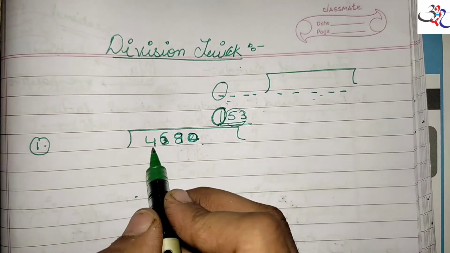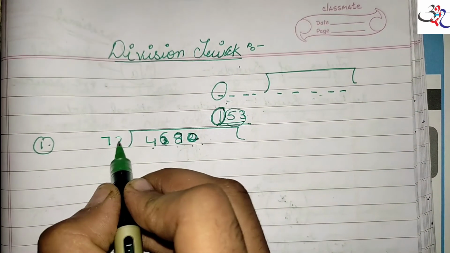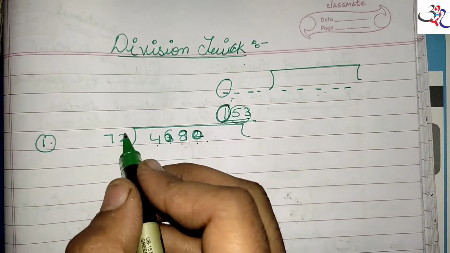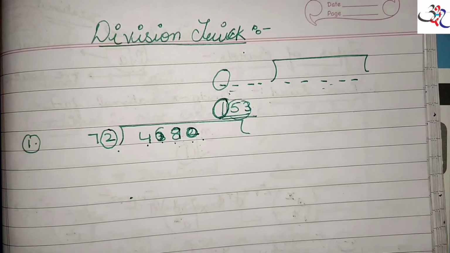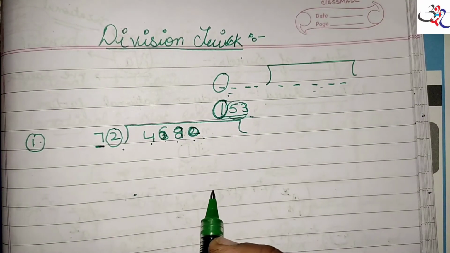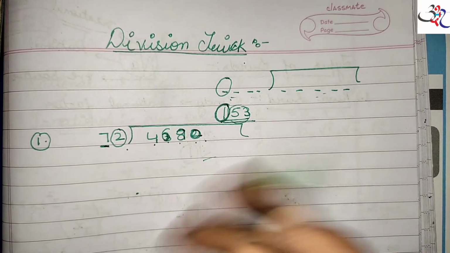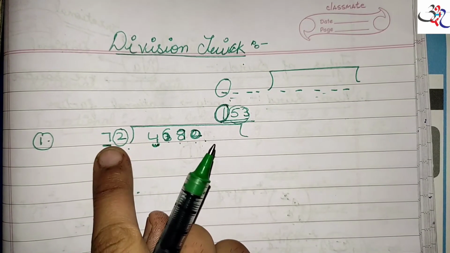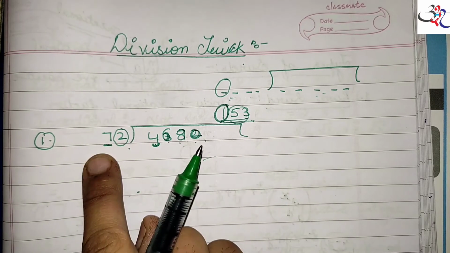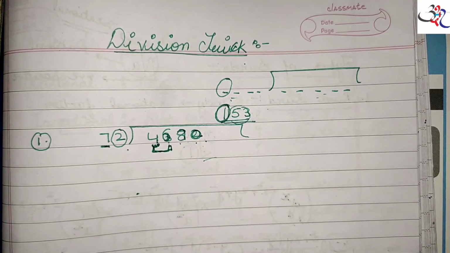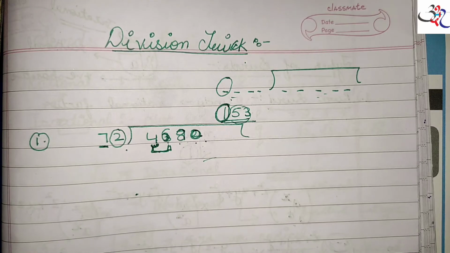So let us take our first example. Let us suppose 4680 is being divided by 72. As I have told you, we will consider only the first digit. So let's forget about the second digit 2 for now and start the normal division. We check whether 4 is divisible by 7 or not. 4 is not divisible by 7. So let us take 46 now and check whether 46 is divisible by 7. Yes, it is divisible by 7.